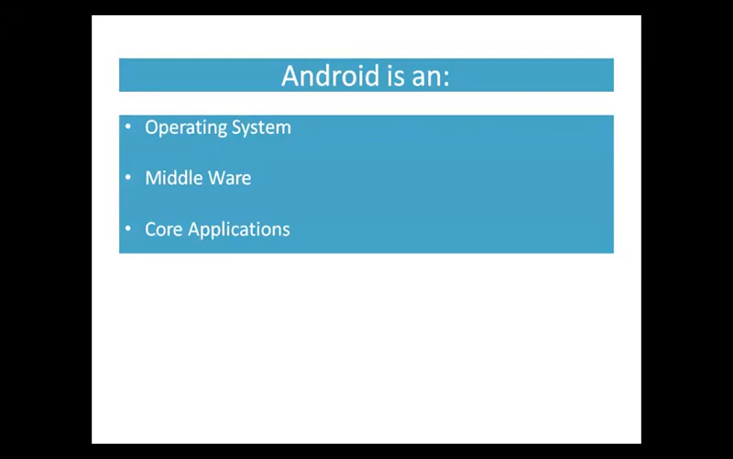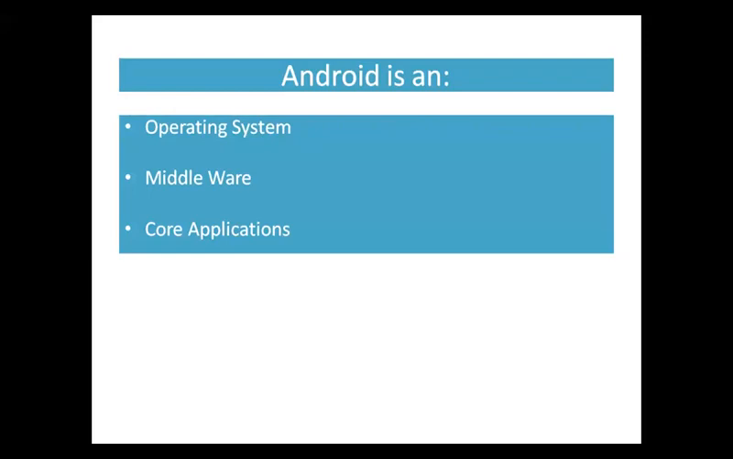And the next one is core applications. Whatever applications we have in our mobile, we call them core applications, like home, contacts, calculator, camera, Wi-Fi, Bluetooth. All of these come under core applications. So Android mainly has three things: the OS, the SDK, which is the middleware, and the core applications. Clear, guys? Any doubts from here? You can ask, I'll clarify. Otherwise, I'll jump to the next.